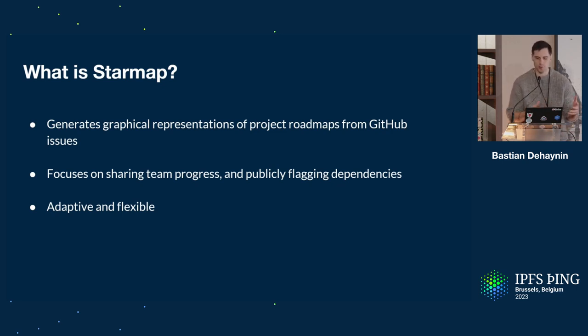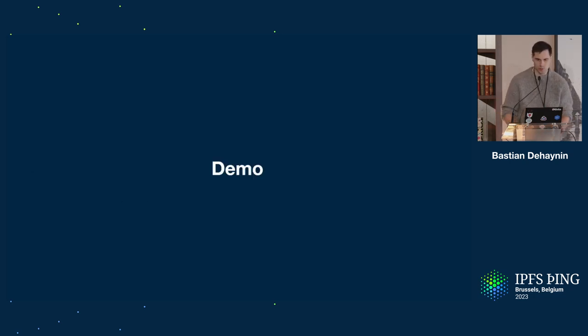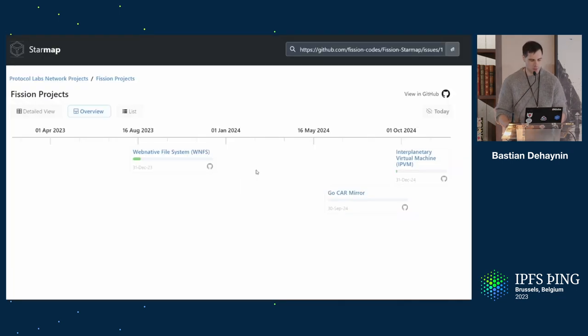With that said, I'm going to show what we have currently at Fission in terms of roadmap. This is the roadmap for the projects at Fission. For now we have three, but we are currently working on adding more. This is the standard view for Starmaps. You have a timeline, and you can see all of the project issues displayed on the timeline based on their ETA, which you can see at the bottom left of each card.